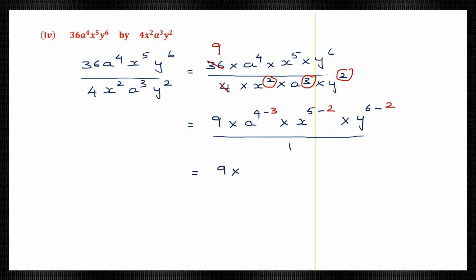9 into a to the power of 4 minus 3 is 1, into x to the power of 5 minus 2 is 3, into y to the power of 6 minus 2 is 4. So what is our final answer? 9ax cubed y to the power of 4.